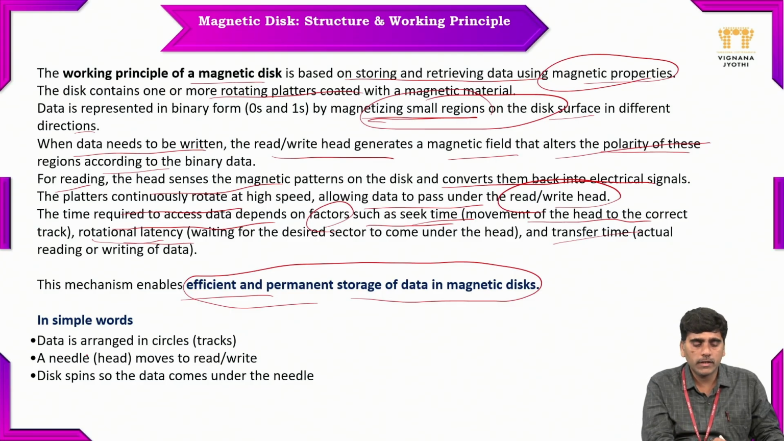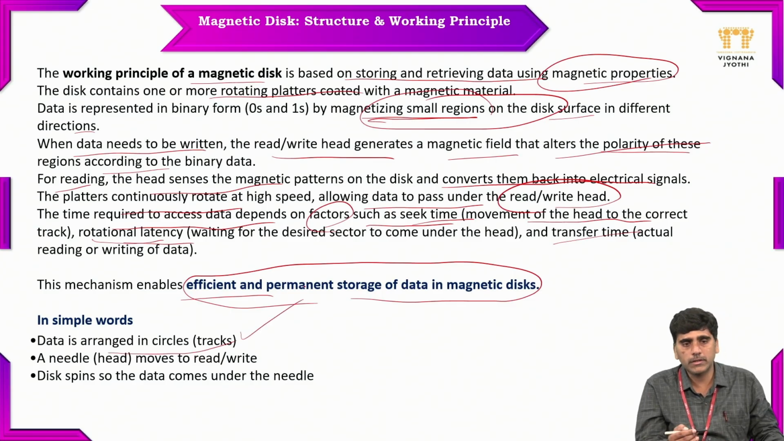In simple words, data is arranged in circles, that is, tracks, and a needle moves to read or write, and the disk spins so that the data comes under the needle. The data is always moving on the platter.